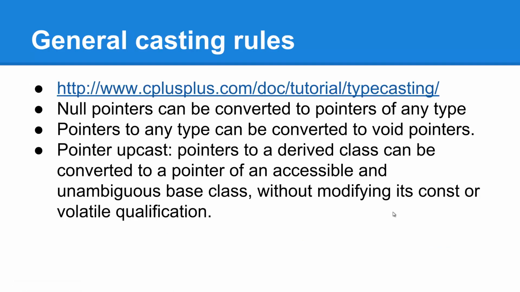So there are some general rules developers should follow when they're doing any form of casting. You can read about them here at cplusplus.com. But the three main ones that have security implications: null pointers can be converted to pointers of any type. It won't throw errors if you're actually trying to use a null pointer to do something like this. Furthermore, a pointer can always be cast to a void, and a void can always be cast to anything else.